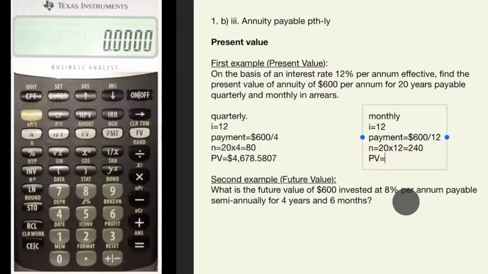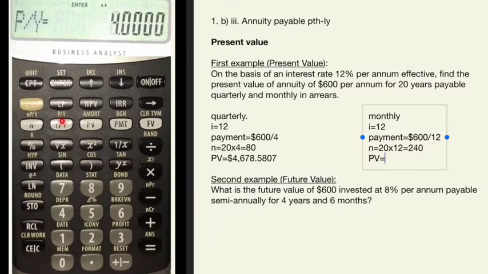For monthly, the I is still 12. The payment is 600 divided by 12 because the payment is made every month. Our N is 240 because we have 20 years times 12 payments per year. So we need to find the present value.